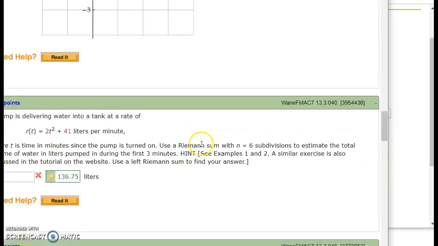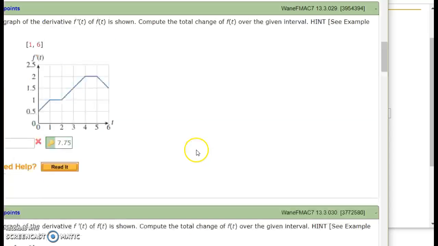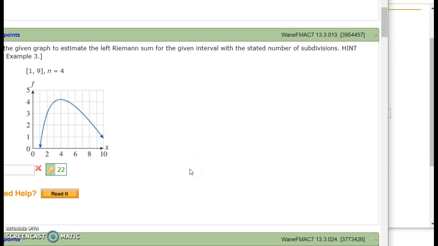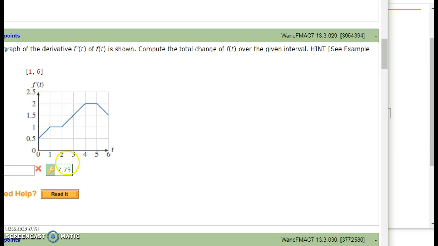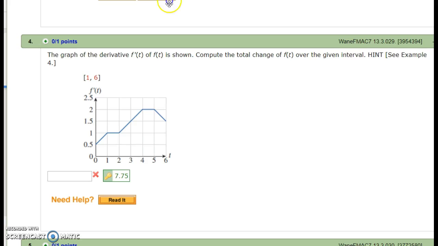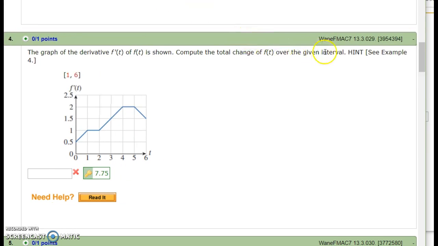Okay, now how do you do ones that don't have formulas but do have pictures? Alright, it's easier to see with this one. We want to know, compute the total change. So what we start doing is just calculating areas with squares. So basically I can count the squares. Wait, we want to see between 1 and 6. Okay, so we don't care about this one. So we want to go between 1 and 6.